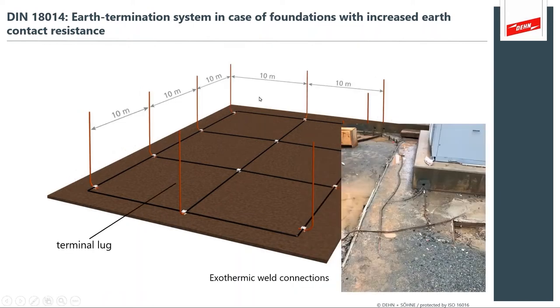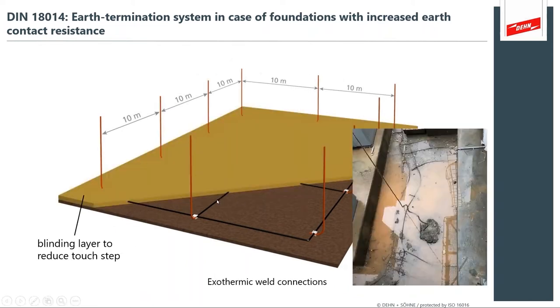Here we have additional discussions of the exothermic weld connections during the construction phase. You can see the elements in this photograph where they're going into the concrete. We're looking for things like a clean connection. We're looking for PVC protection so that it doesn't come in direct contact with concrete and cause corrosion. And these are the elements that you see in the design, and this is what it should look like during the construction phase.